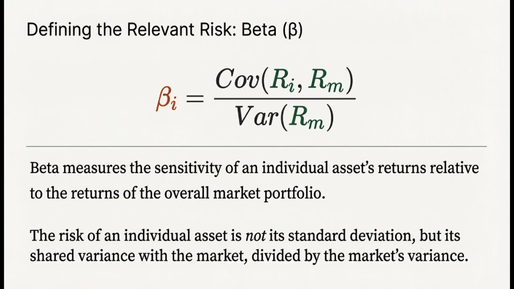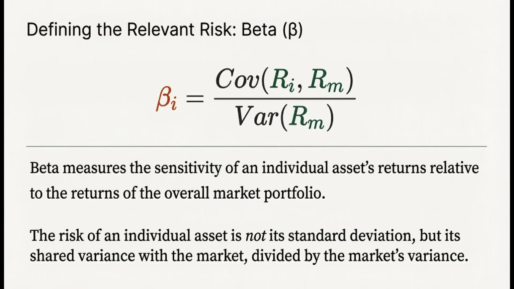Well, think of the market as a tide, and all the stocks are boats floating on that tide. Standard deviation measures how much an individual boat rocks and sways on its own. Beta measures how much that boat rises and falls with the tide. We only care about its sensitivity to the tide itself. So it's a measure of relative sensitivity. How much does my one stock move when the whole market moves? Exactly. And to get that, we need to define it mathematically.